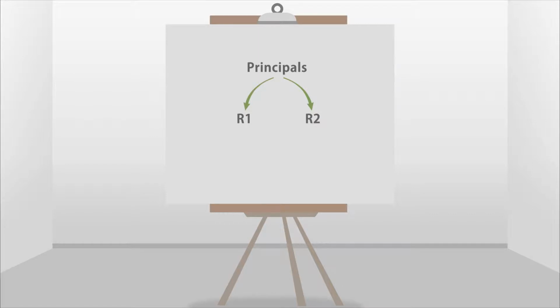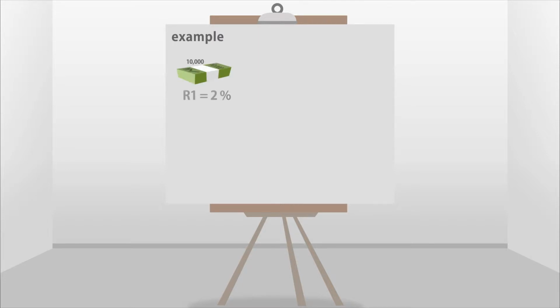If 2 different principals are lent out at 2 different rates of interest, then the effective rate of interest on the overall principal, that is, the sum of both the principals, can be found using the relation R is equal to P1 into R1 plus P2 into R2 divided by P1 plus P2, where R1 is the rate of interest on P1, R2 is the rate of interest on P2, and R is the rate of interest on P1 plus P2.